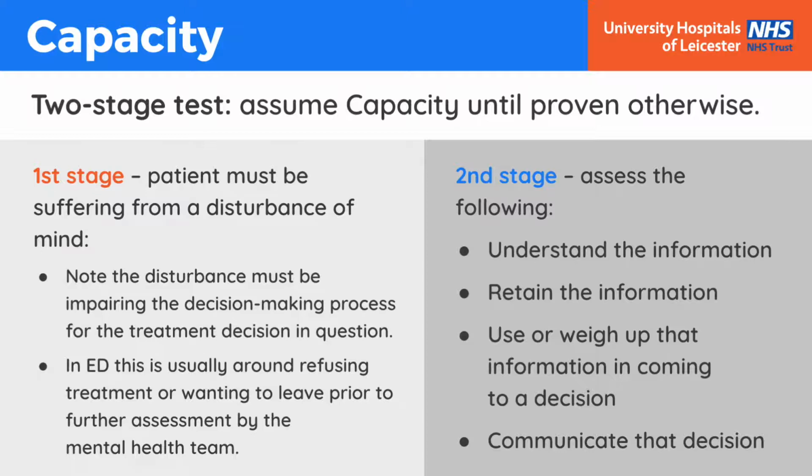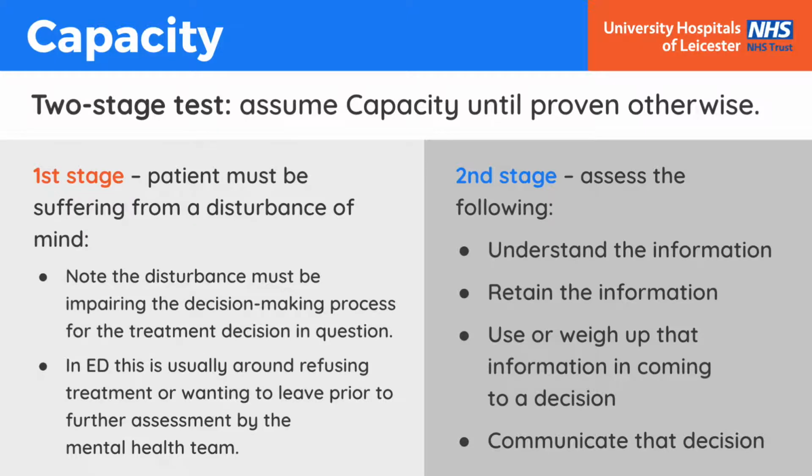You next then need to assess the following. Does the patient understand the information, and can they retain the information? In someone who's delirious, severely intoxicated from either drugs or alcohol, it's likely that they'll fail these conditions and not have capacity, and that's fairly straightforward. Communicating that decision is usually fairly straightforward to assess, but do remember you need to get an independent translator if somebody's first language is not English. Don't rely on relatives.